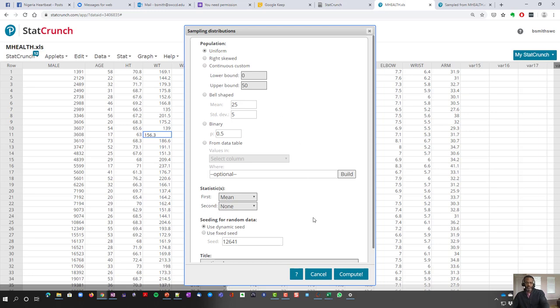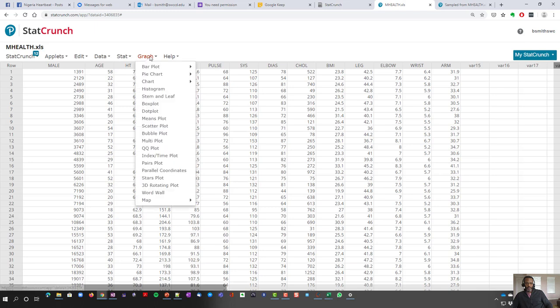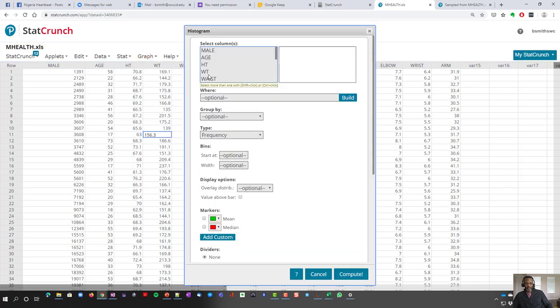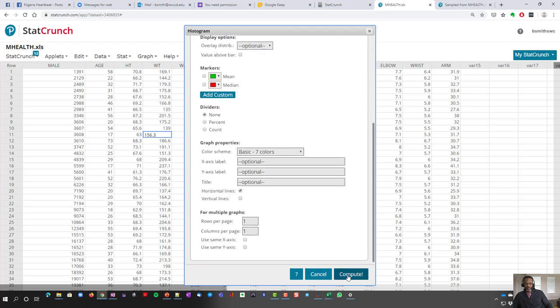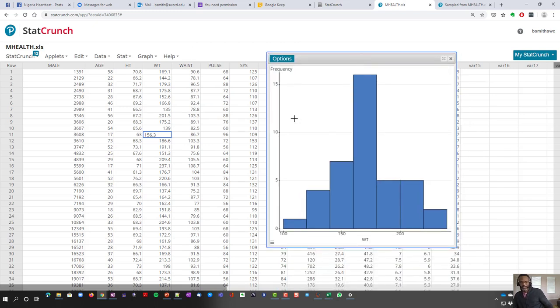So let's look at the distribution of the original data set. If I go back to the weights and do a graph, let's look at the histogram. Let's do a histogram of the weights. And when you look at this, this is maybe the first test for normality. And it looks like our weights are normally distributed.